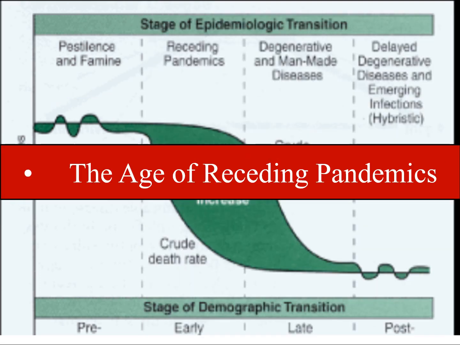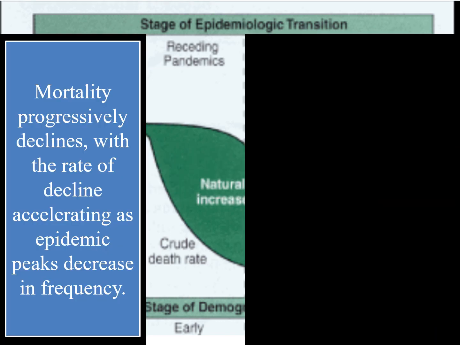Stage 2 is known as the age of receding pandemics. So just like in stage 2 of the demographic transition, we see mortality or death rates decline, with the rate of declining accelerating as epidemic peaks decrease in frequency.